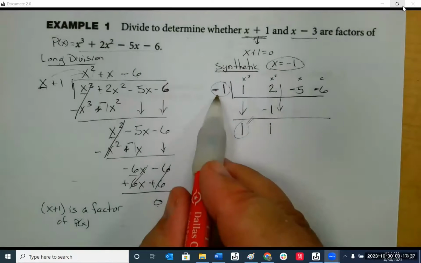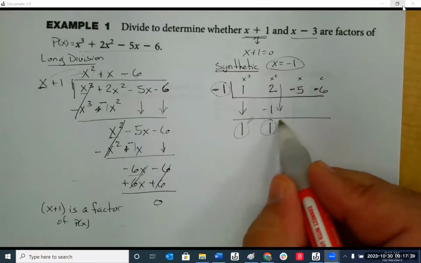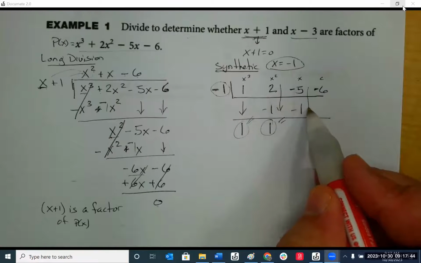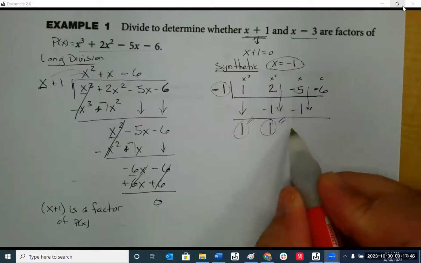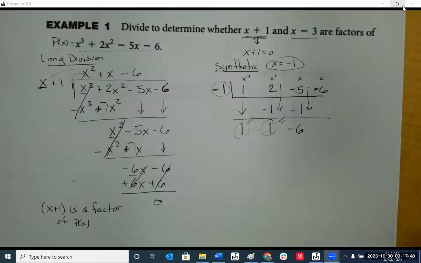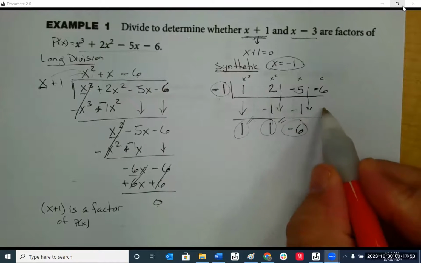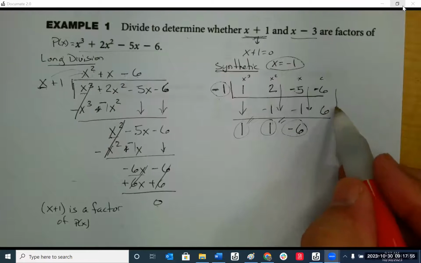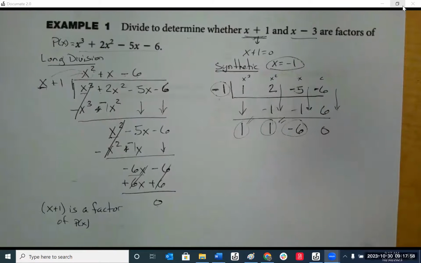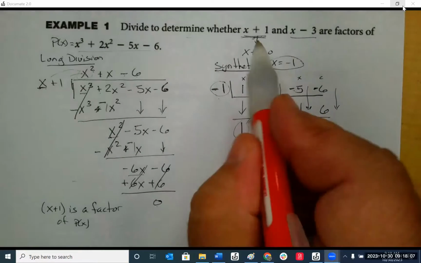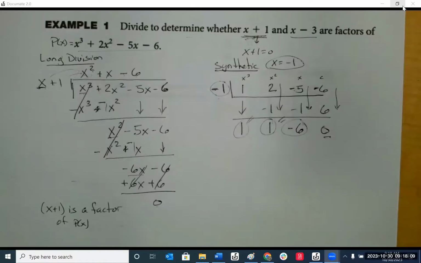Repeat the process. -1 times 1 equals -1. Add straight down. -5 minus 1 is -6. -1 times -6 is +6. Add straight down, we get 0. So because the remainder is 0, that means x plus 1 is a factor.